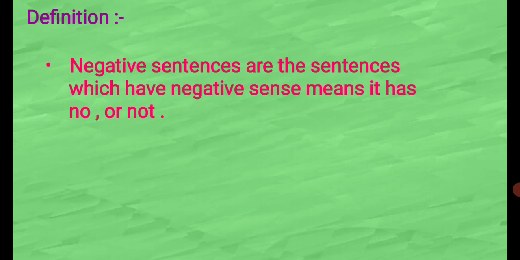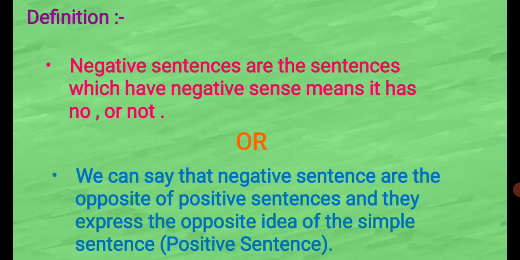Let's see the definition of the negative sentence. Negative sentences are the sentences which have a negative sense, meaning they have no or not. Simply put, if the sentence has the word no or not, then we understand that it is a negative sentence. Or we can say that the negative sentences are the opposite of positive sentences, and they express the opposite idea of the simple sentences.